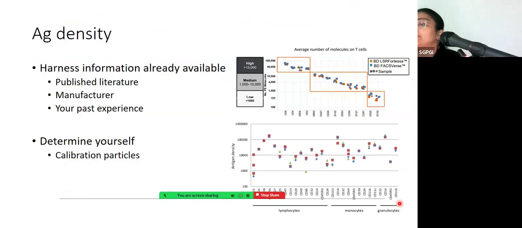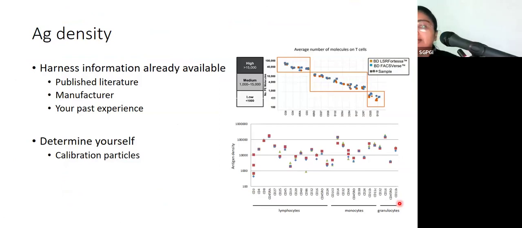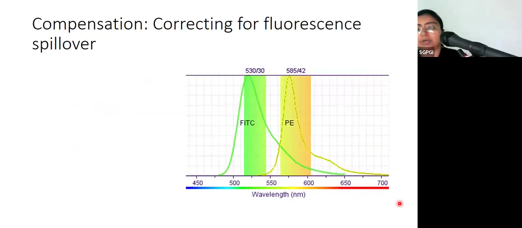Now, the next component that we referred to earlier was the antigen density. For your normal cells, the level of the antigen that you want to interrogate that is present on the cell is a measure of the antigen density. For that, we can harness the information that is already available in the published literature, sometimes on the manufacturer website. On the right, you have 2 examples from manufacturer websites where they have given you the marker expression for normal T cells. So you definitely know from this data that CD4 and CD8 are bright, when you compare it to, say, CD27 and CD28, and then CD25 is a very dimly expressed antigen. In addition to that, your past experience will help, and you can determine it yourself using calibration particles, but we are not going into the detail of that today.